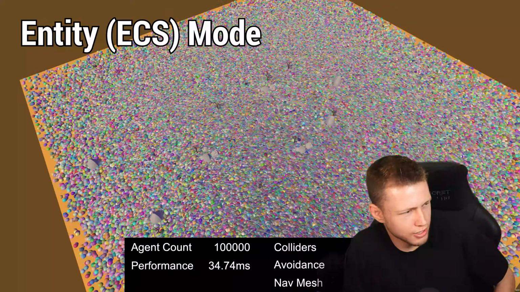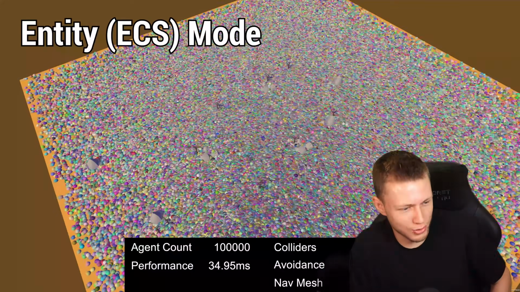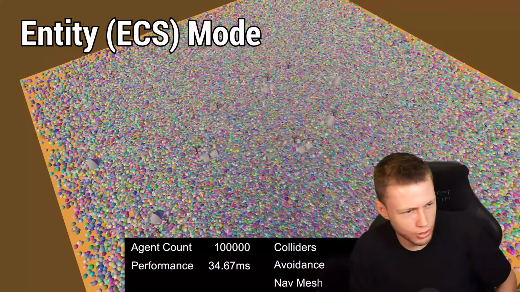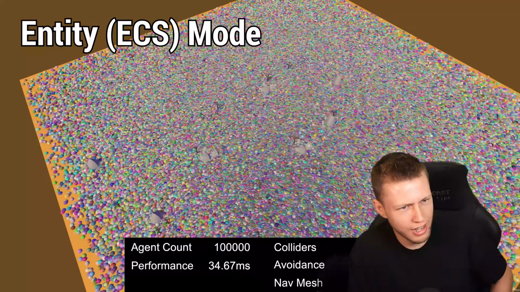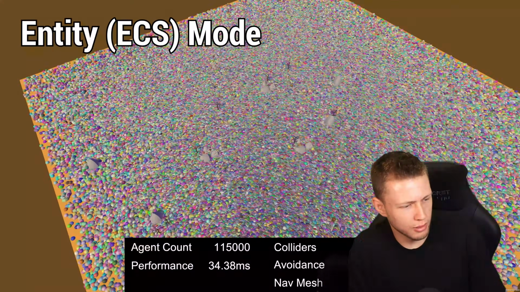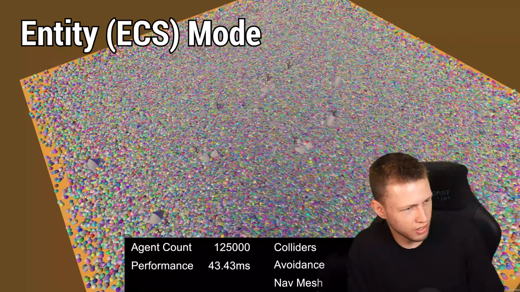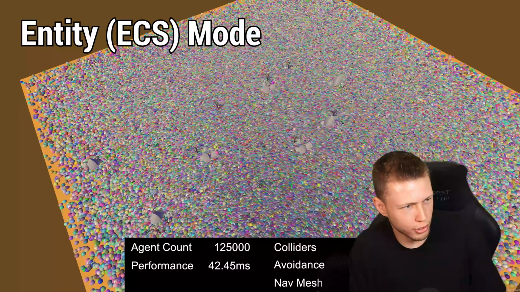So 100,000, and look at that, we're at 30 frames a second with 100,000 units. Again, this is with everything disabled, so these entities are all just wandering around doing their own thing here. Let's see if we can maybe push it a little bit, 125. So yeah, now we're well under 30 frames a second.